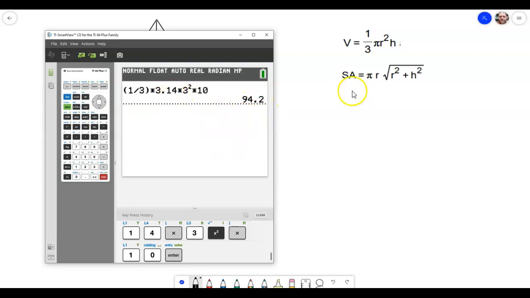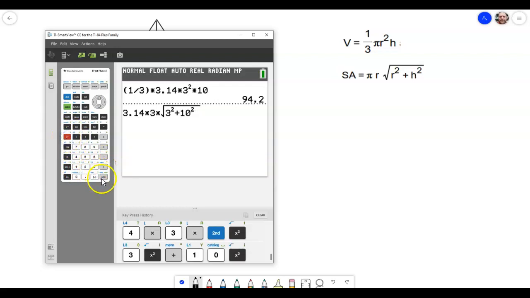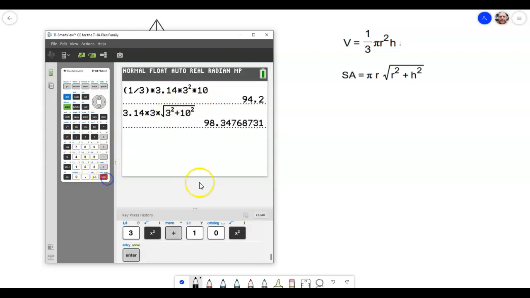All right, now for the surface area, we're just going to do the same kind of thing. So we're going to substitute 3.14 for pi. So it's pi and then times the radius, which is 3, times the square root of this whole thing. So I'm going to do my square root key. And then we're going to put the radius squared, so that's 3 squared, plus my height squared, which is 10 squared. And then I'm just going to make sure all of this is under the square root, and hit enter.